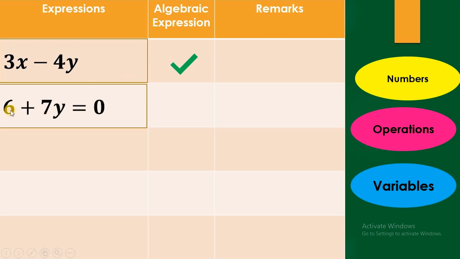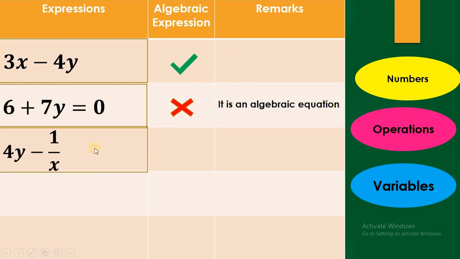In the second example, 6 plus 7y equals 0. We have numbers 6, 7, and 0. We have the operation addition, there's a multiplication between 7 and y, and we have the variable y. All three conditions are satisfied, but here we have an equal to sign. An algebraic expression does not have an equal to sign. An algebraic equation has an equal to sign. Therefore, it is not an algebraic expression, but it is an algebraic equation.